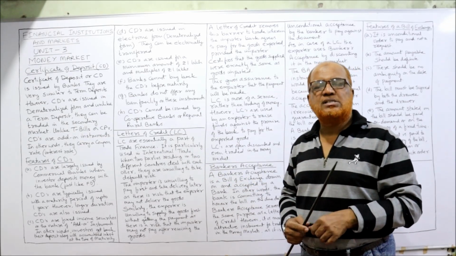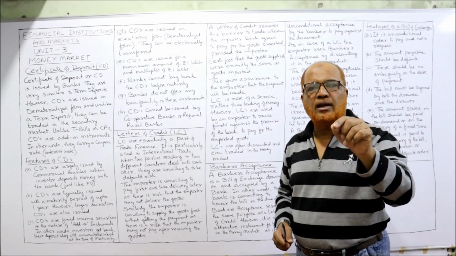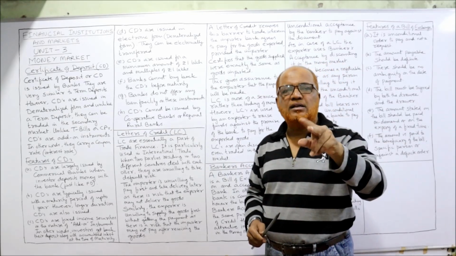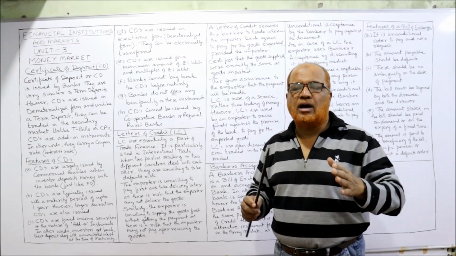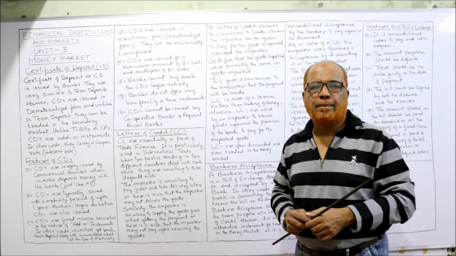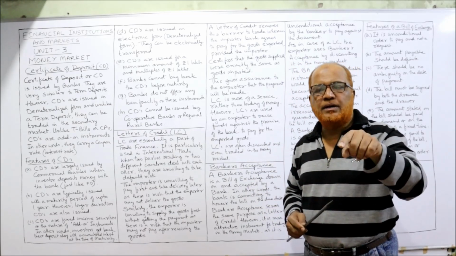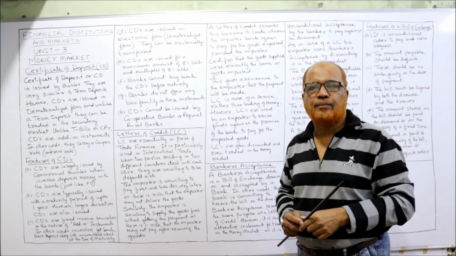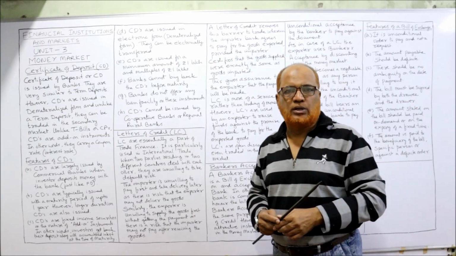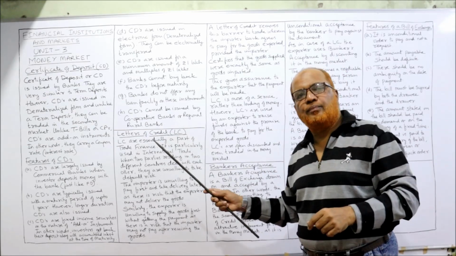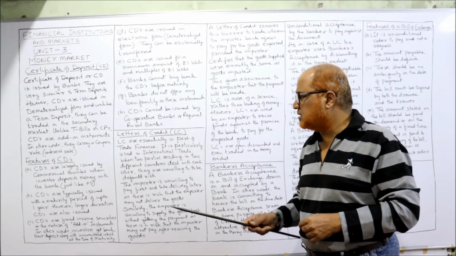First point you remember, LCs are used only in international trade, where two parties are located in two different countries. International trade. One party belongs to one country, another party belongs to another country. Importer and exporter. So in import and export trade, international trade, these LCs will arise.